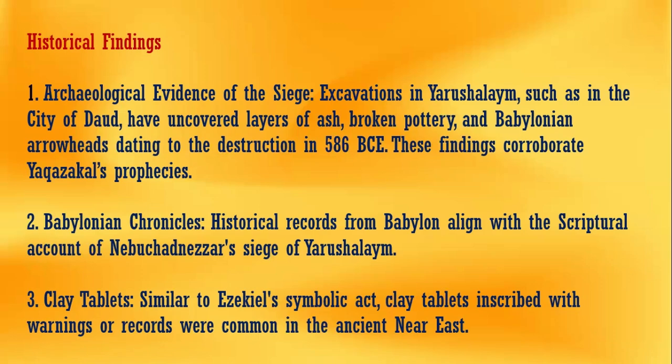In the Babylonian Chronicles, the records of Babel or Babylon align with the scriptural account of Nebuchadnezzar's siege of Jerusalem. Clay tablets similar to Yachazaq'al's symbolic act, inscribed with warnings or records, as we indicated earlier, were common in those territories. It was common for you to find clay tablets with various inscriptions or records from different nations.